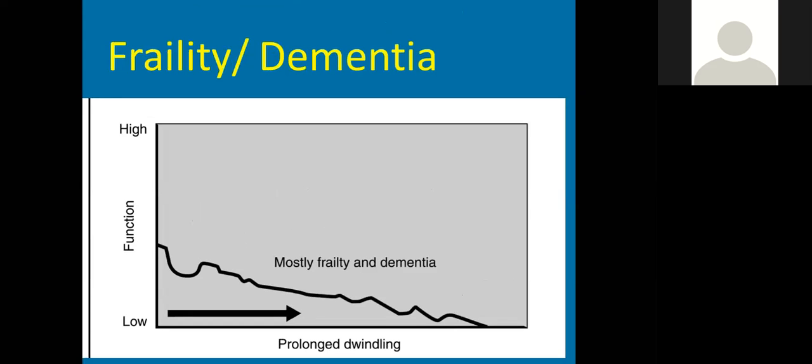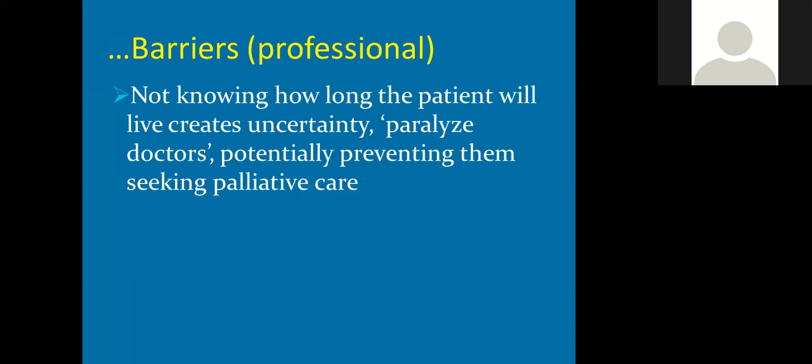What you see in old age related problems, dementia or frailty, is a gradual decline. Again, there are many small dips, and there's a very gradual decline, and this is what we see in dementia and frailty. Next slide. So from professionals' point of view, they don't know when to refer. This uncertainty paralyzes the doctors, and potentially that's the reason that prevents them from referring to palliative care. Next slide.